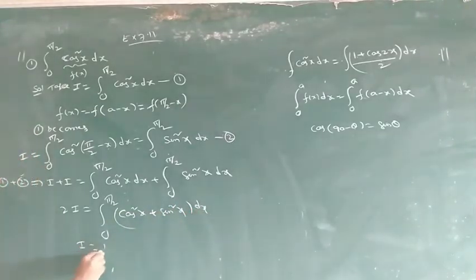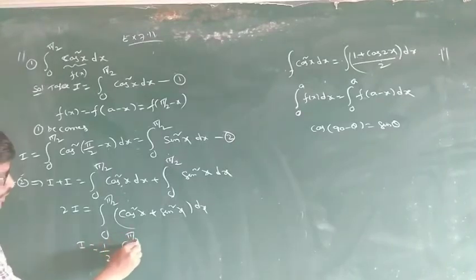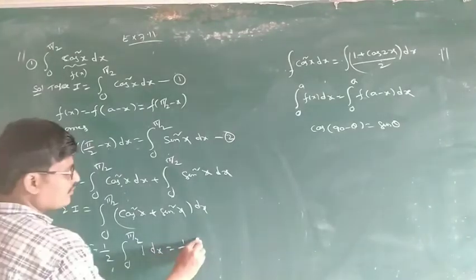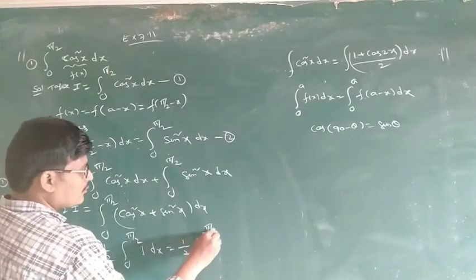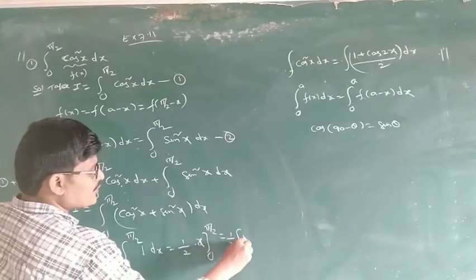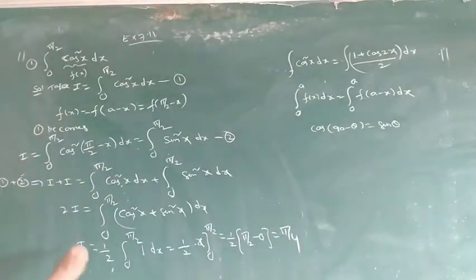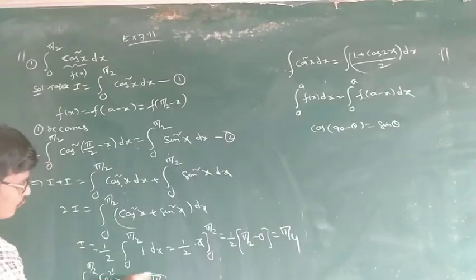So I is equal to 1 by 2 into integral 0 to pi by 2. Cos square theta plus sin square theta is equal to 1. So 1 by 2 into integral of 1 dx is equal to x over 0 to pi by 2. Upper limit minus lower limit, that is equal to pi by 2. So I is equal to pi by 2? Equation number 2 I, equation 1 I, both are the same. So what is the answer? Integral 0 to pi by 2 cos square x dx is equal to pi by 4.